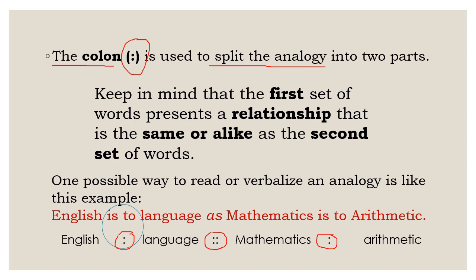The words is to mean one colon. The two colons are equivalent to the word as. And again, another colon is equivalent to the words is to. Okay? I hope you get it. This is what we call an analogy sentence. Let's move on to the next slide.